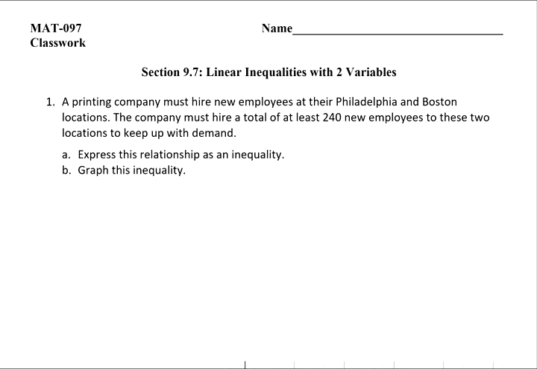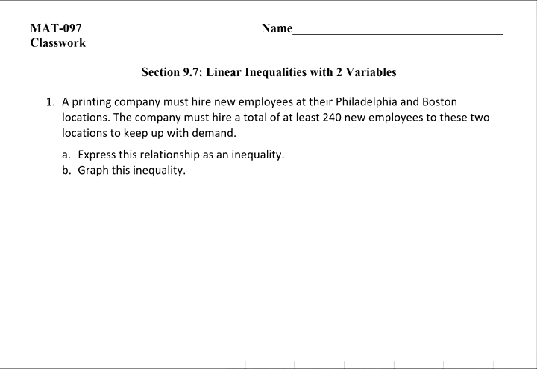In my last video, we discussed graphing linear inequalities with two variables. So I want to build on that and work through a couple of word problems. So number one, a printing company must hire new employees at their Philadelphia and Boston locations. The company must hire a total of at least 240 new employees to these two locations to keep up with demand. Express the relationship as an inequality. And then we want to graph this inequality.